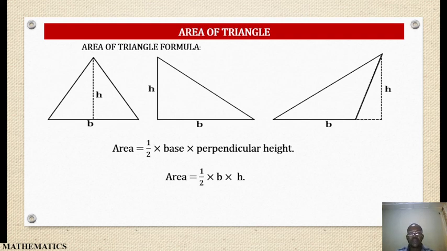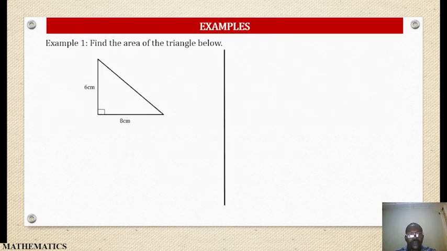So it's the same thing. With these formulas now on the screen, we need to take some examples and see how we can use this formula to find either the area or any of the sides of the triangle that is labeled here, either the base or the height. Now, you can see here that the first example says we should find the area of the triangle below.